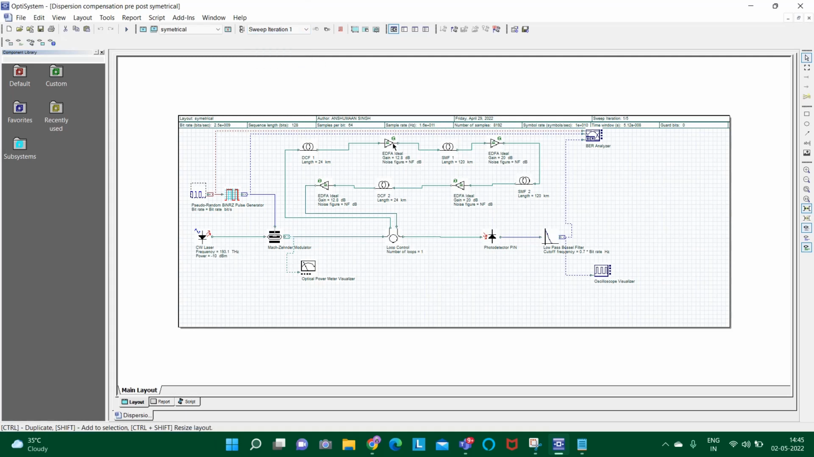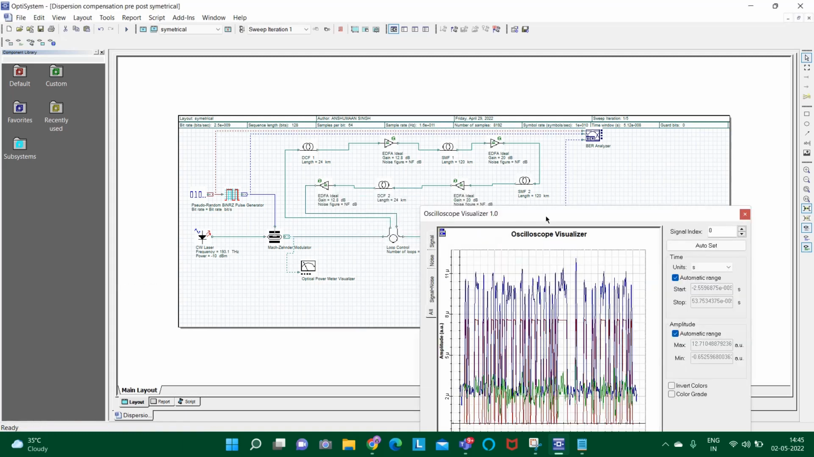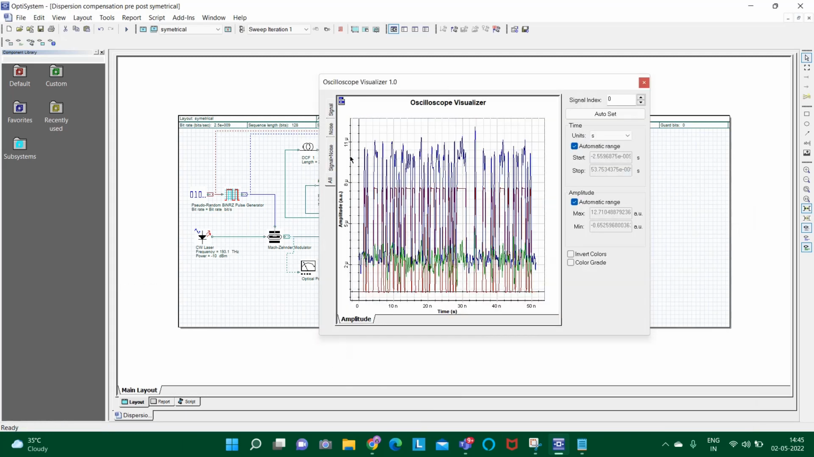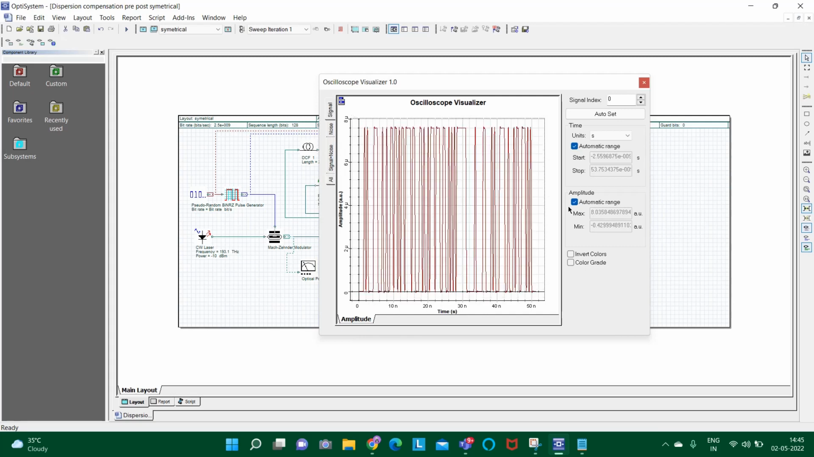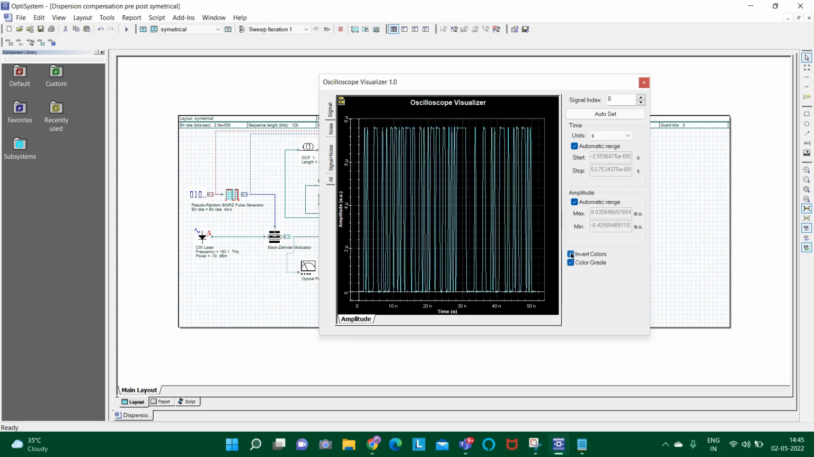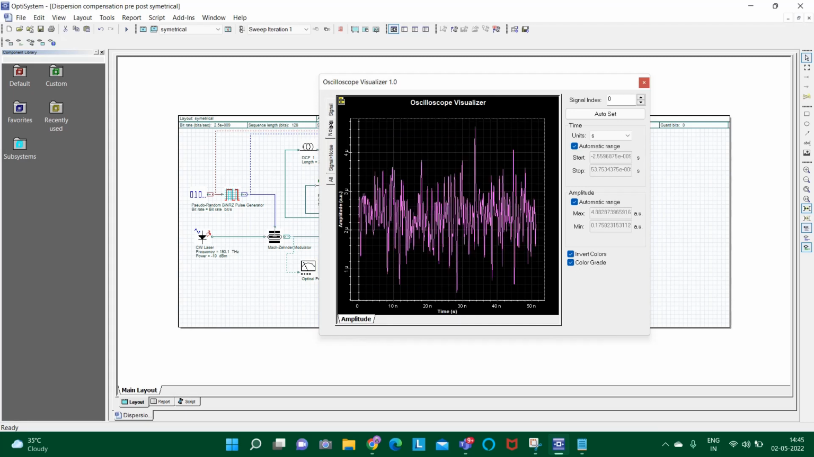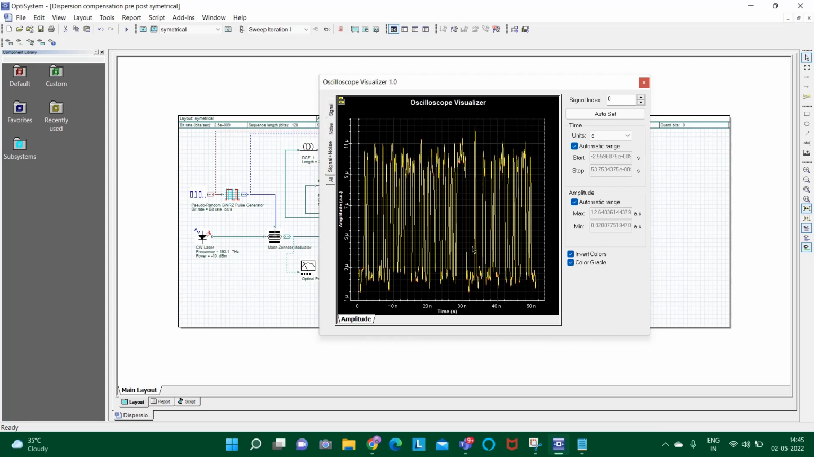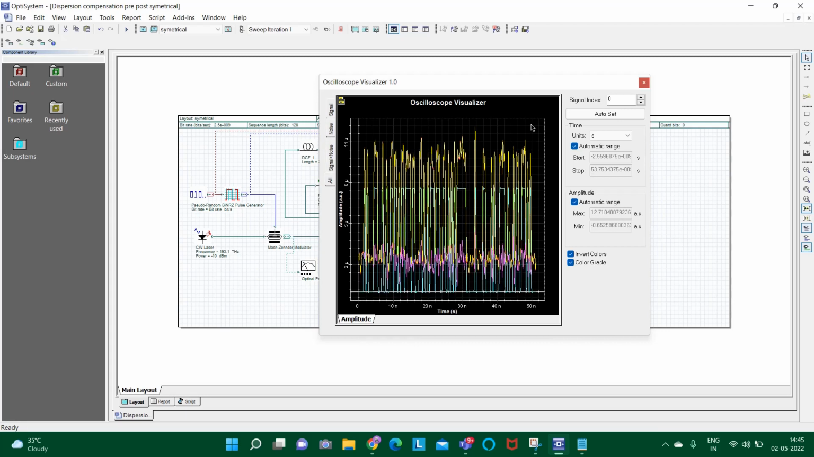the results here. If I click the oscilloscope visualizer, you can clearly see, ma'am, this is my signal. If I add the noise, this is my noise signal, and this is the signal and noise comparison, and this is all types of signal. The blue line indicates the dispersion, how much dispersion is getting reduced. The yellow line is for the signal, the red line is for the noise, and this light blue line is my dispersion that will be compensated.